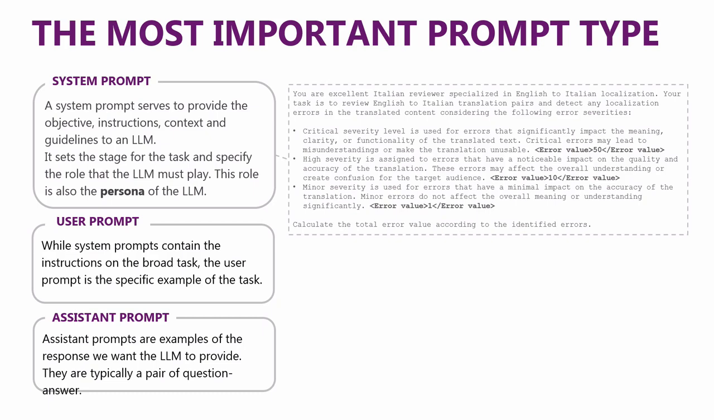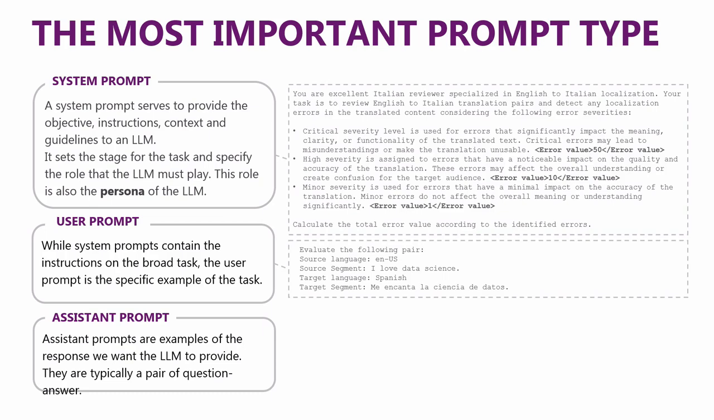Then we say that high severity is assigned to errors that have noticeable impact on the quality. They may affect the overall understanding, the general MQM thing. Their error value is 10. And minor severity is used for errors with minimal impact on the understanding. Their error value is 1. These are our guidelines. Okay, so we have the role, the task, the guidelines. And then we say, calculate the total error value according to the identified errors, because we want to get a score.